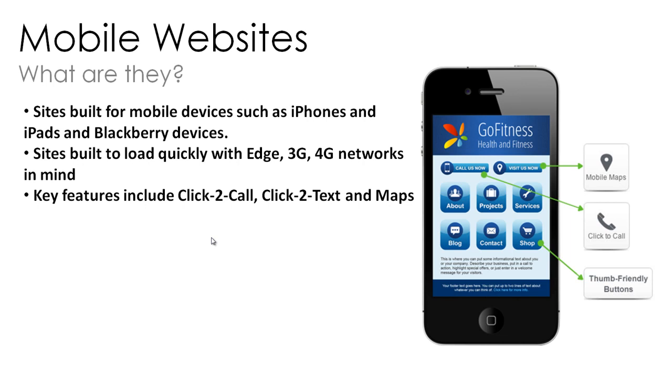Some of the key features, if you take a look at the Go Fitness website over here, we have a mobile maps button up at the top, we have a click to call button at the top, and we have large thumb-friendly buttons. This is really critical to understanding the proper design, the proper UI UX of a mobile site.